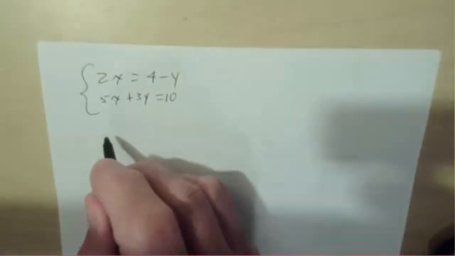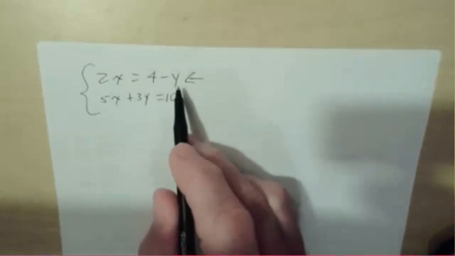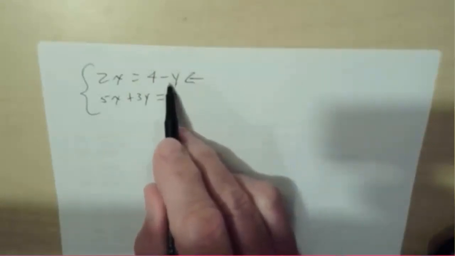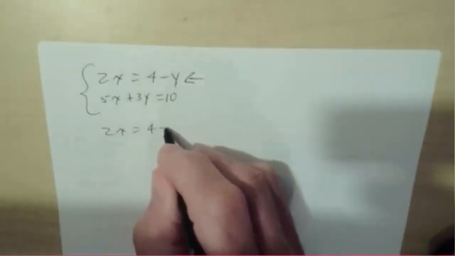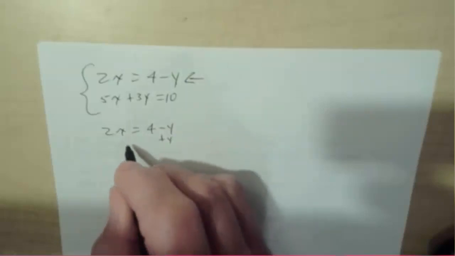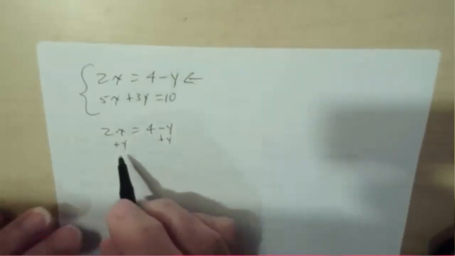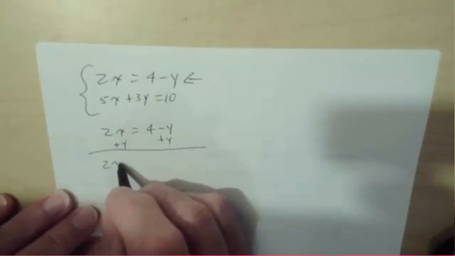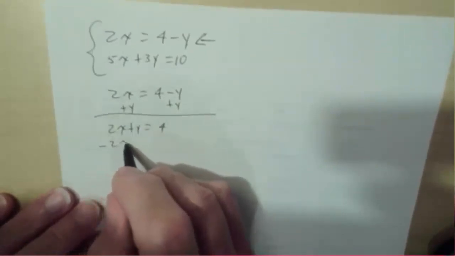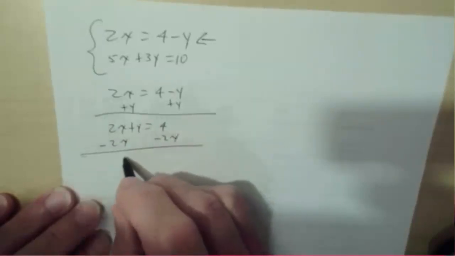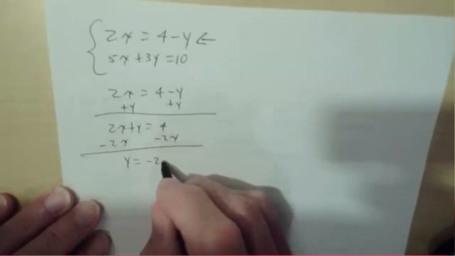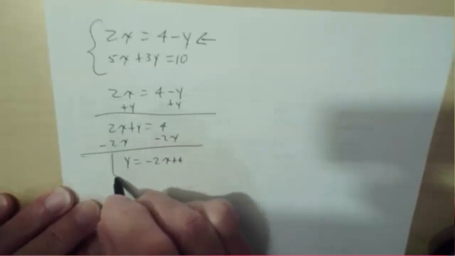Let's first solve this one for y. Now remember, we got negative y here, so we have 2x equals 4 minus y. Let's add y to each side, and we get 2x plus y equals 4. Now we're going to subtract 2x from each side, because we want y over here by itself. And we get y equals negative 2x plus 4.